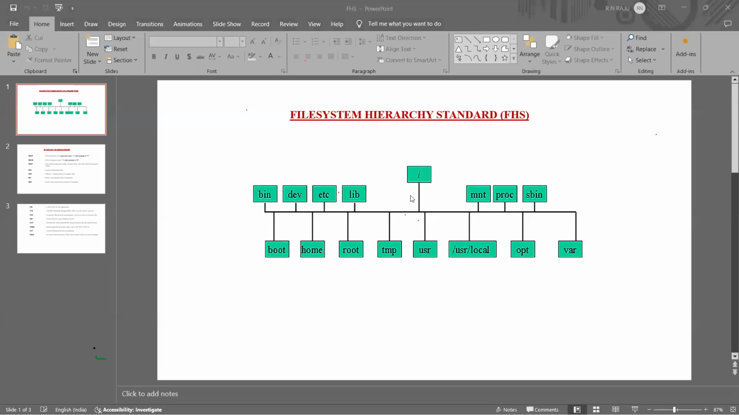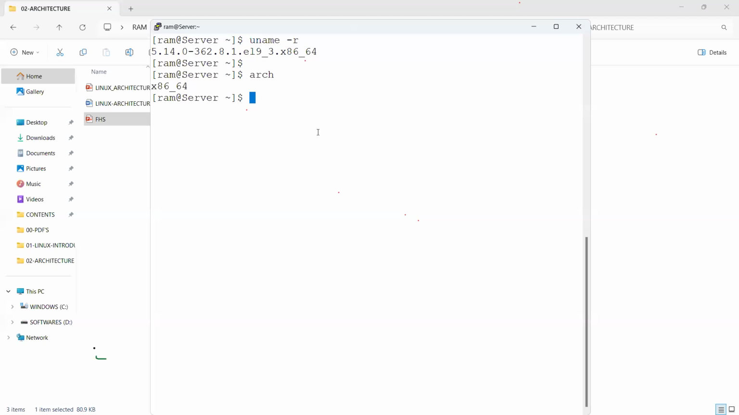So that's why Linux people, to access a directory, for example, I want to access boot, then cd slash boot. So where is boot? Under slash. Now where is var? Under slash. So that's why they write the first slash.